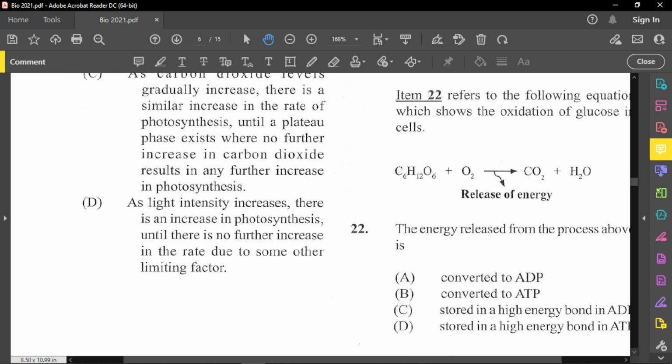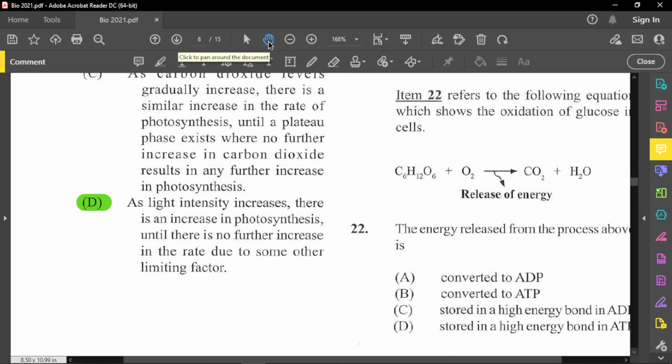But look at D. It says as light intensity increases, there is an increase in photosynthesis until there is no further increase in the rate due to some other limiting factor. And that statement seems very nice. Okay, and that is good based on the shape of the graph.